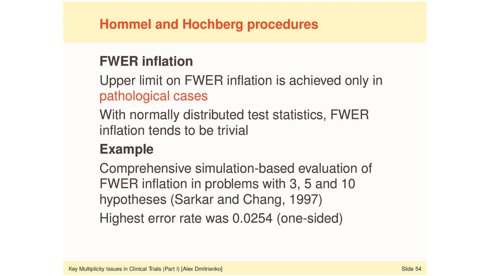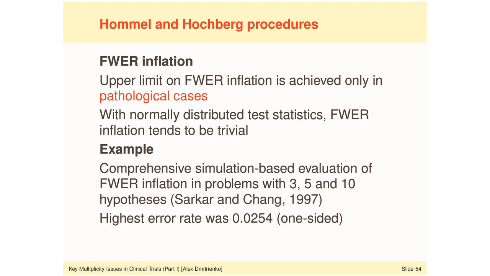This was an interesting set of results, but what I would like to clarify right now is that the worst case scenario that was discussed on slide 53 actually corresponds to a very unrealistic extreme case, and we will never deal with this extreme case in real clinical trials. With normally distributed test statistics, and it's very common to assume multivariate normality in large phase 3 clinical trials, the amount of family-wise error rate inflation tends to be trivial, and this is what I'm going to discuss right now.